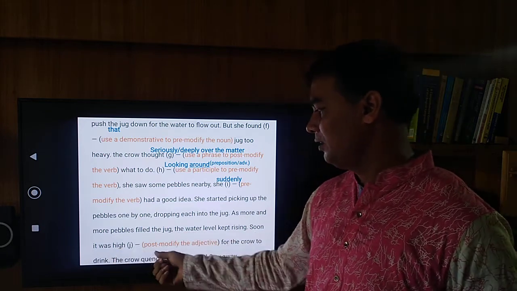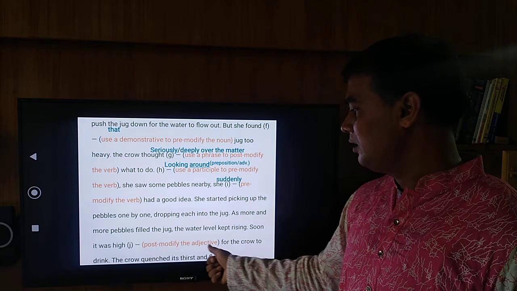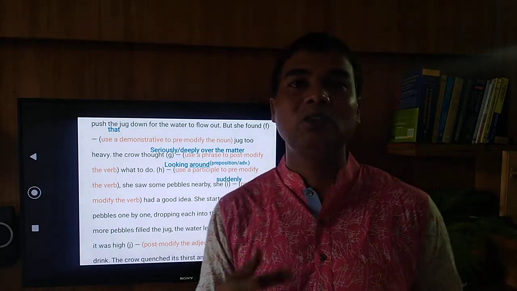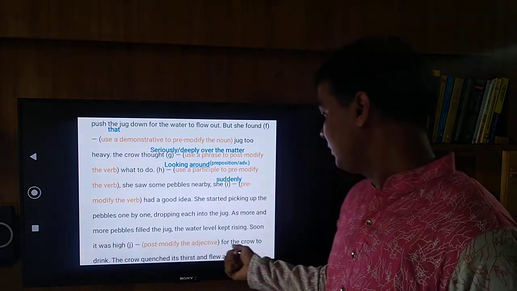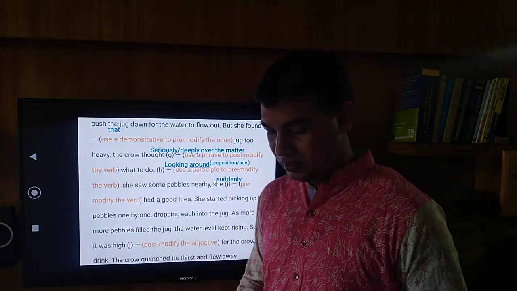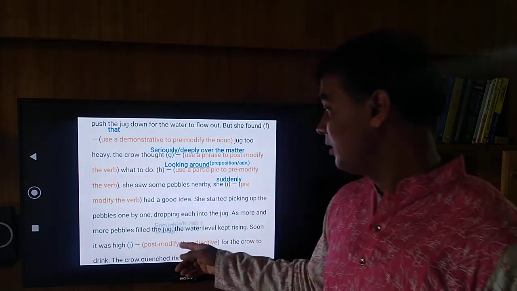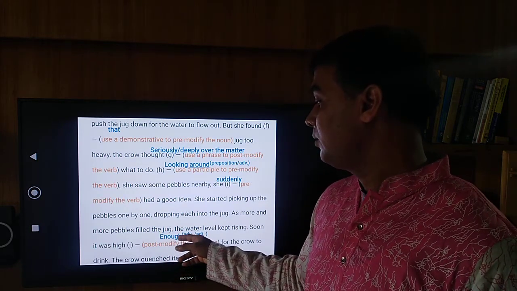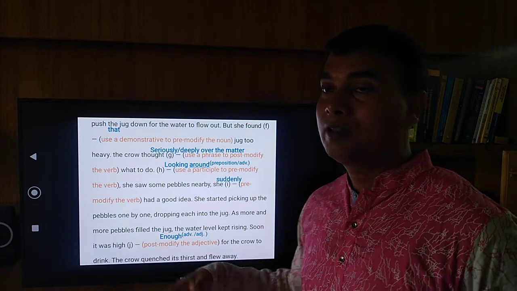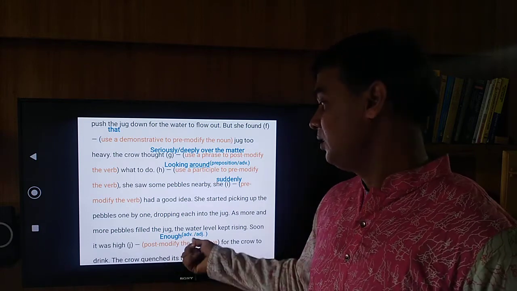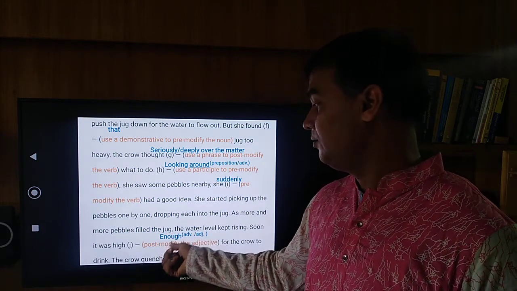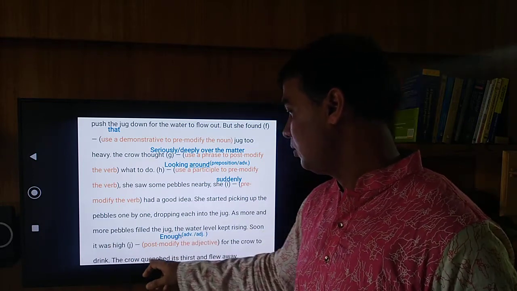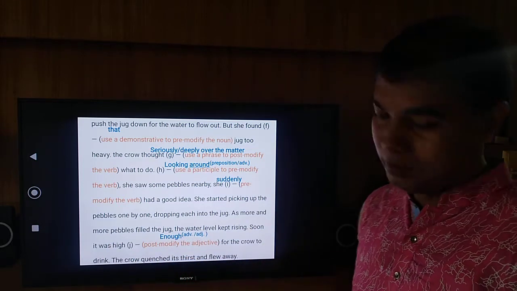Soon it is high. Now post-modify the adjective. Post-modify the adjective, that means you have to now use an adverb. For the crow to drink. So we can use a suitable adverb, and that is enough. Now remember, enough sometimes acts as an adverb and sometimes acts as an adjective. So here it acts as an adverb. It was high enough for the crow to drink. The crow quenched its thirst and flew away.